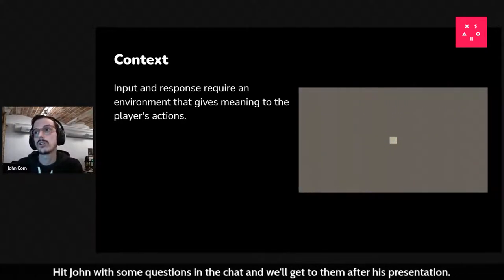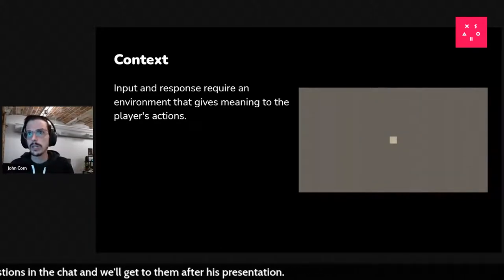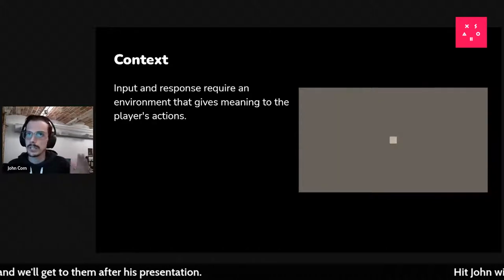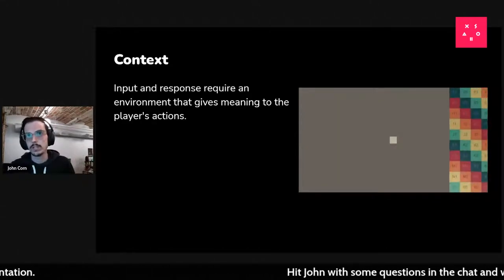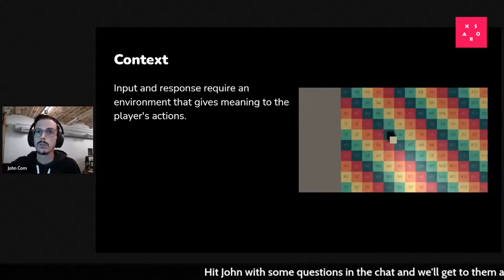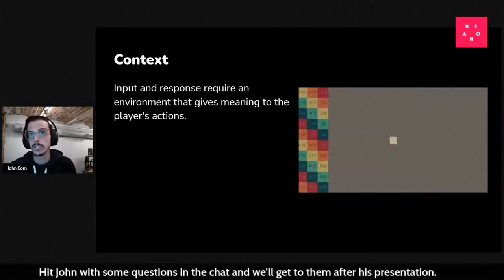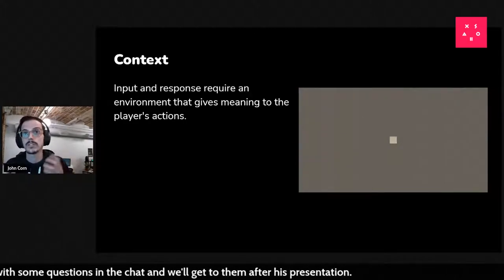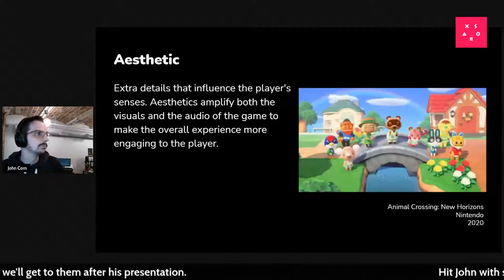Until the cube goes onto that UV background, because it just feels like it's in a void, and you don't get a sense of movement or action. That cube could be standing still, it could be moving 1,000 feet a second. So the context in which these inputs and responses are happening is also very important to game feel.